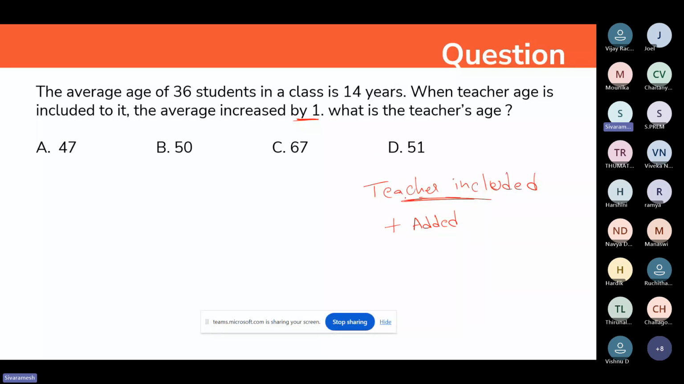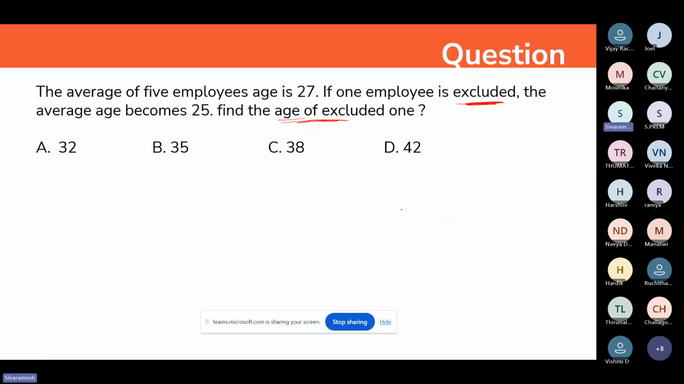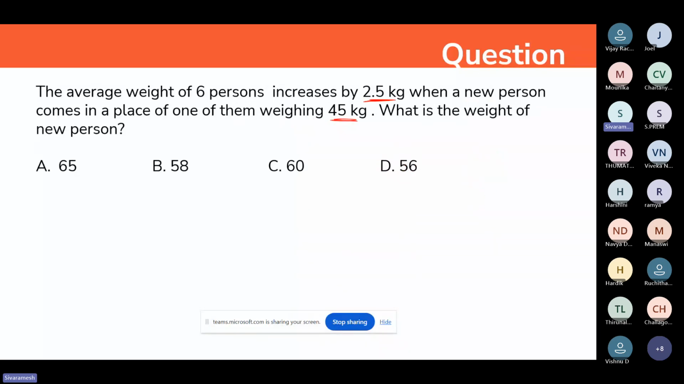Now, actually, in this question, teacher age is included, which means one person is added. When you go to the next one, when one employee is excluded, the person got subtracted, like removed. Now, when you look at this particular question, can you guess whether the person is getting added or removed? Just observing the condition, can you guess?